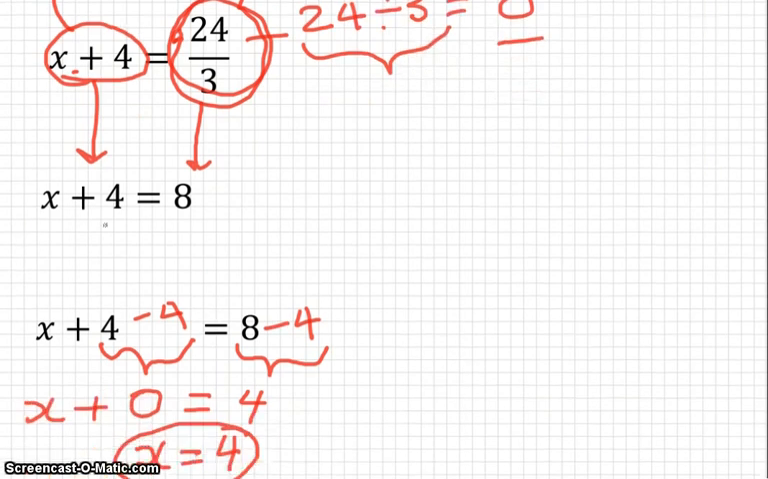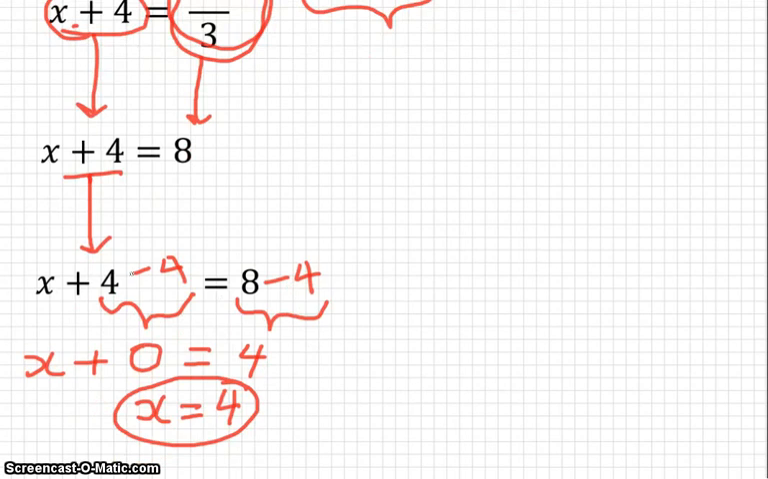Our next step was to get rid of this 4 by applying the inverse operation of plus 4 to both sides of the equation. X plus 4, inverse operation, minus 4, do it to the other side, 8 minus 4. Then 4 minus 4 is 0, 8 minus 4 is 4, x plus 0 is just x, 4 is 4, x equals 4.